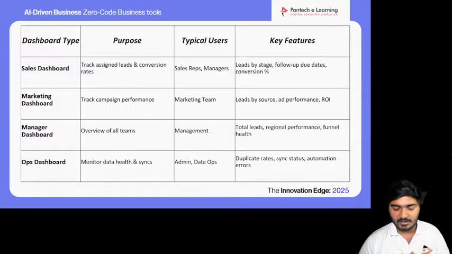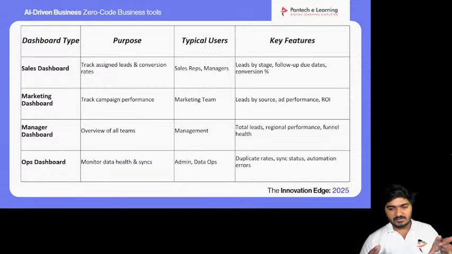So if I am running a clothing brand, I have access to all those data. Duplicate rates, sync status, and automation errors are the key features where we can avoid duplicate records of the data, and see how the data coming from social media, Facebook leads or Instagram leads, is getting synced to the whole CRM, and whether automation is happening. So these are the four dashboards I've showcased here, and we'll create these dashboards and visualize the tasks like that.